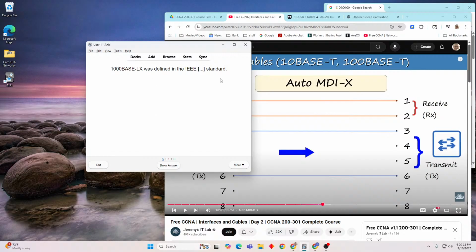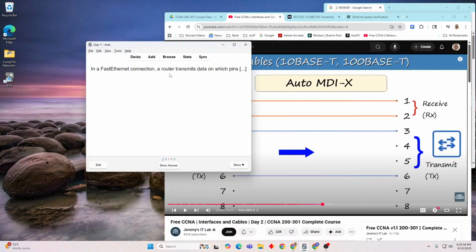1000BASE-LX was defined in the IEEE standard as 802.3. How many pins are in an RJ45? In a Fast Ethernet connection, a switch receives data on which pins? 3 and 6, 1 and 2.